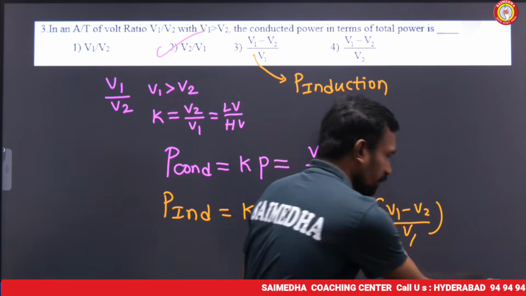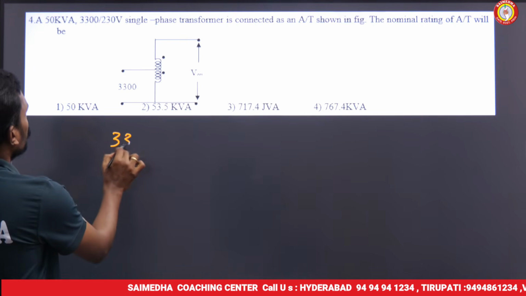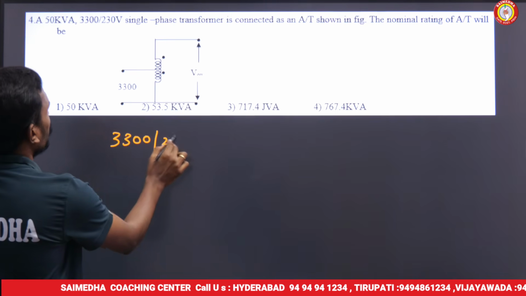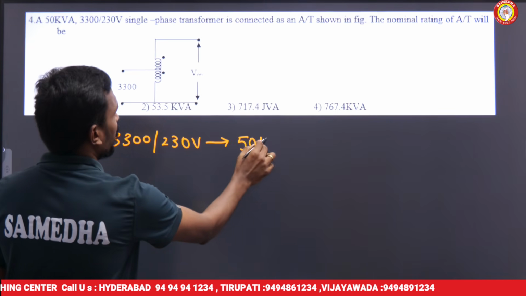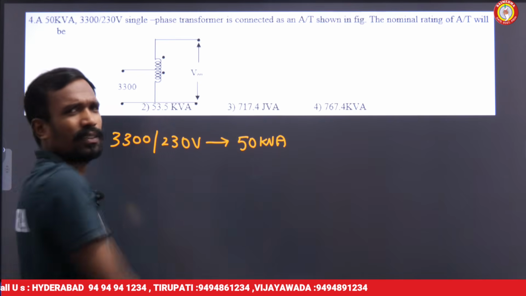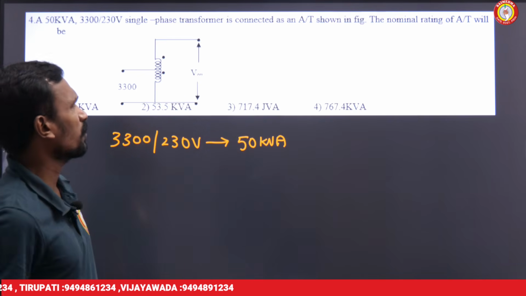Simple question, sir. A 3000 by 230 volts single phase two winding transformer is rated 50 kVA. As shown in the figure, it is reconnected as an auto transformer.